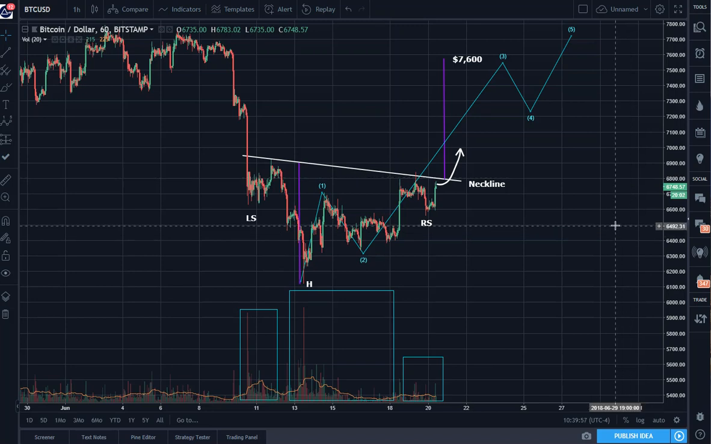And I think it looks pretty good to me. The only thing that could be better here is, the head could be more symmetrically shaped. But this is a valid inverted head and shoulders, which is bullish. And if we get a breakout of price, the breach of the neckline, even better.